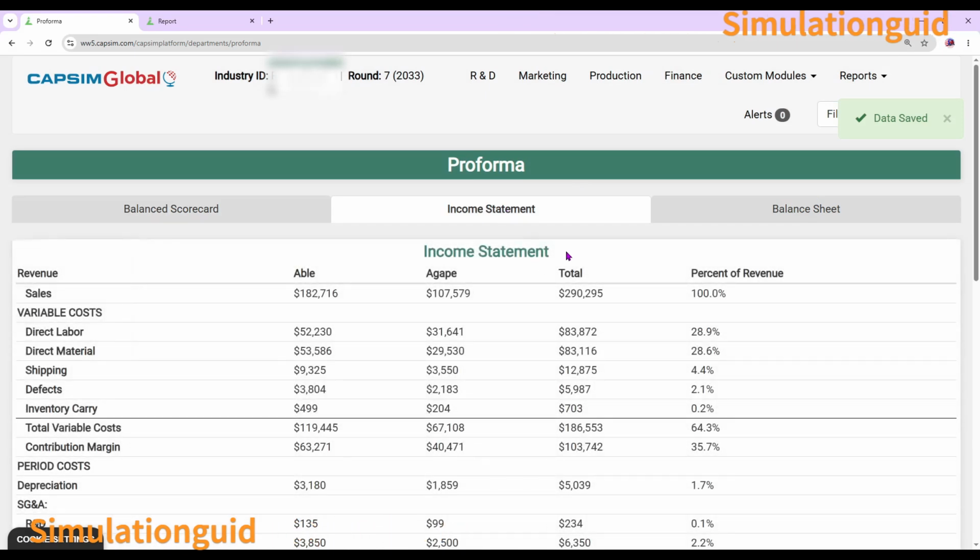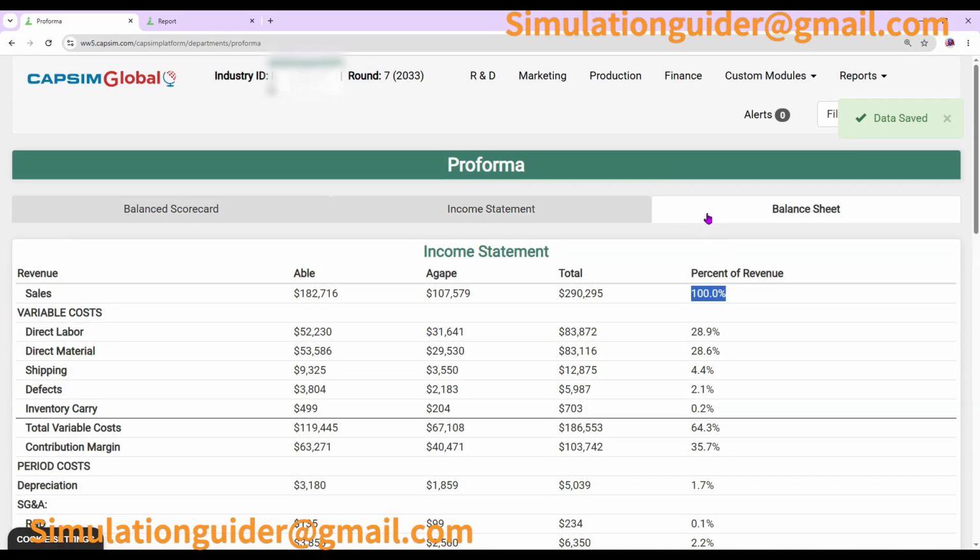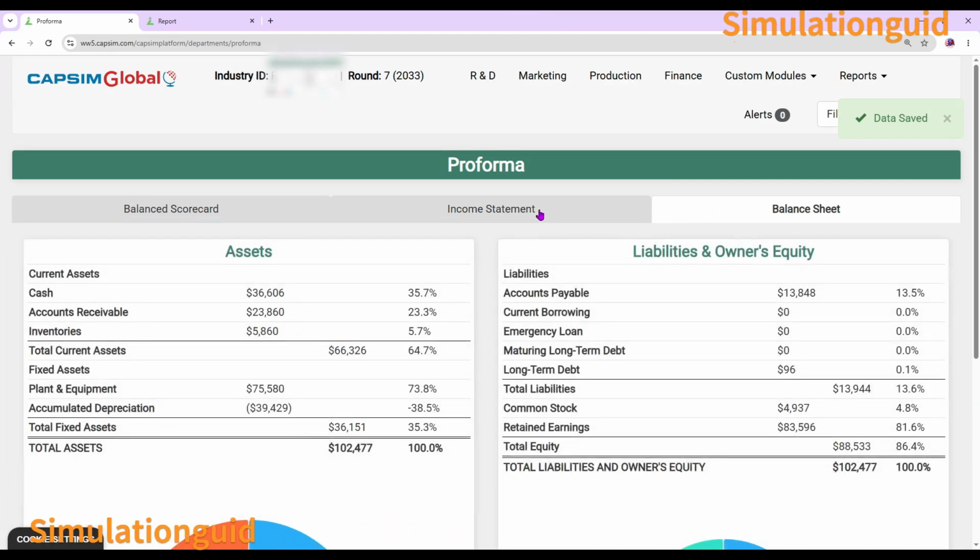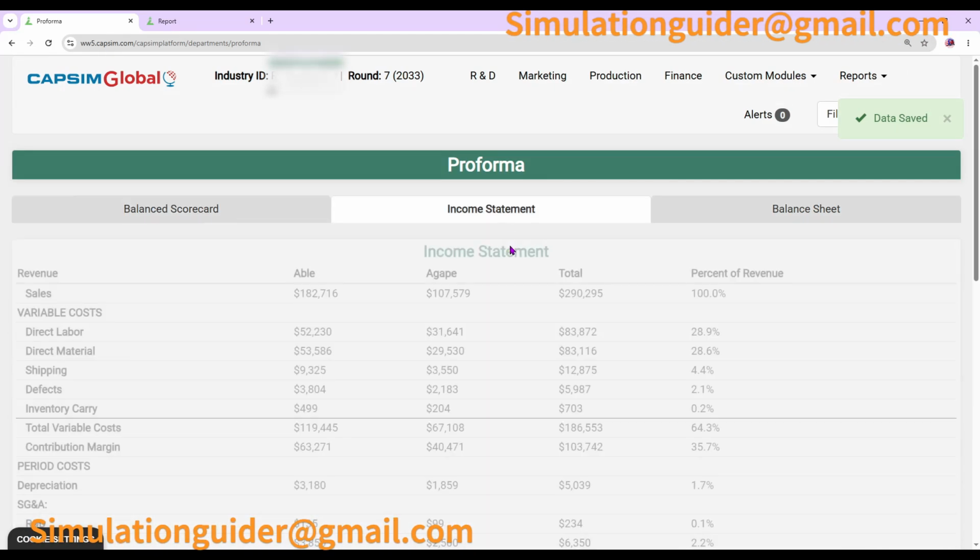We can go through our income statement. You can see the sales, we are generating 100% of revenue, maybe the balance sheet, and you can see that we are really doing good as a company.